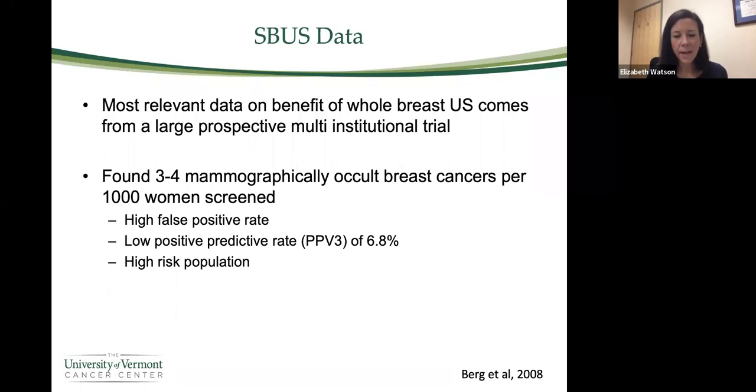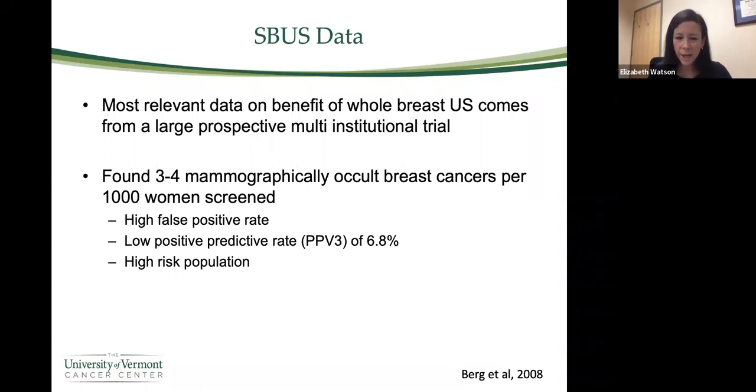It was led by Dr. Berg. And in this trial, what they found was that out of every 1,000 women who had a negative mammogram but did go on to have a screening breast ultrasound, they found about 3 to 4 mammographically occult breast cancers. And so that's great news, right? We're finding additional breast cancers that were not found mammographically, but found with ultrasound. But we know anytime we do any test, there's going to be advantages and disadvantages. Obviously the advantage is that we're finding 3 to 4 additional cancers.